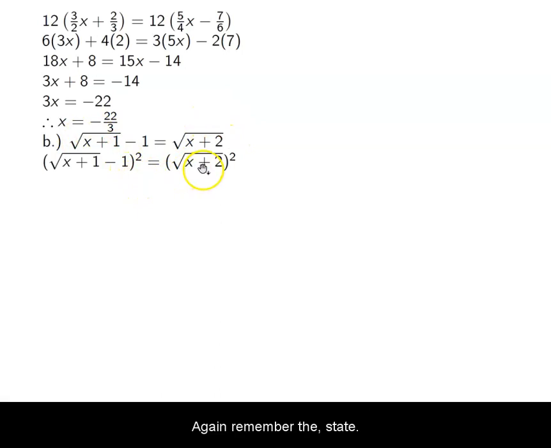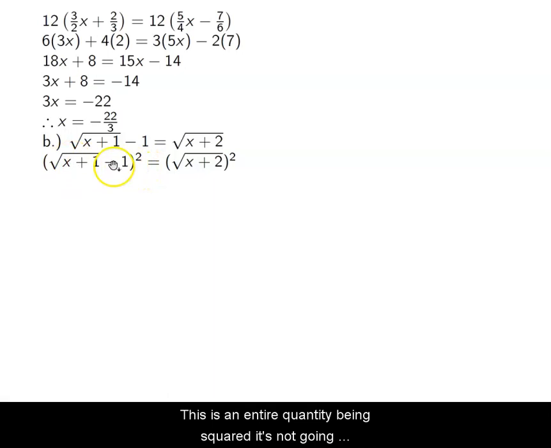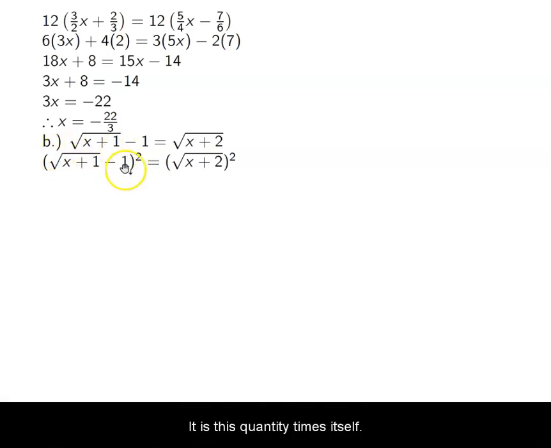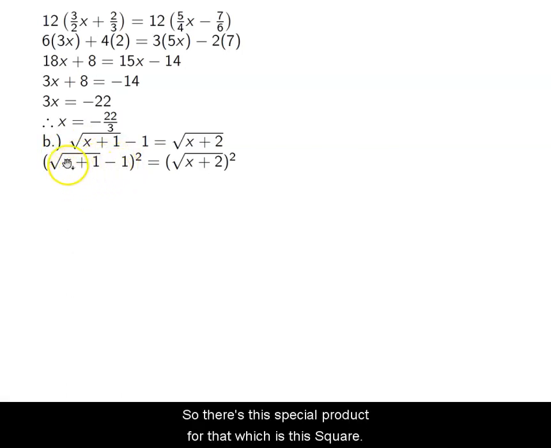Again, remember the common mistake. This is an entire quantity being squared. It's not going to be just x plus 1 minus 1. This does not turn into just x. It is this quantity times itself. So there's a special product for that, which is this squared plus 2 times both of these being multiplied times each other plus this term squared. Please do not make that standard mistake of just squaring this and squaring that and saying that's it, because it's just going to mess you all up.